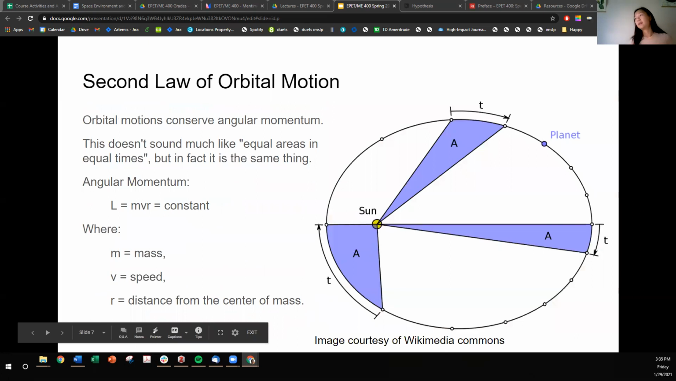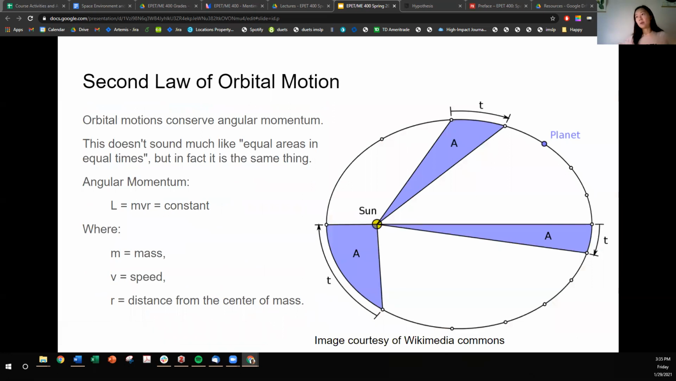The second law of orbital motion is that orbital motions conserve angular momentum. You can see this visually depicted as a spacecraft sweeping in an orbit will cover the same area over the same amount of time. Angular momentum is defined by mass times speed times the distance from the center of mass. And that value, angular momentum, will be constant throughout the entire orbit.